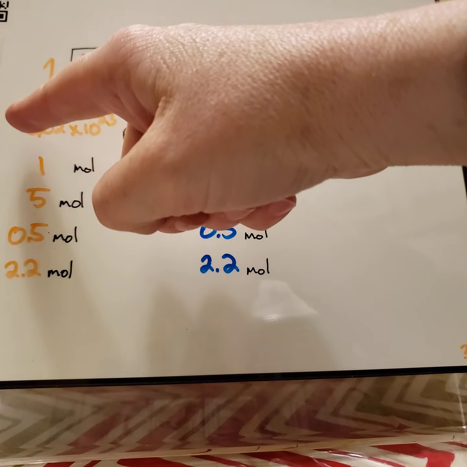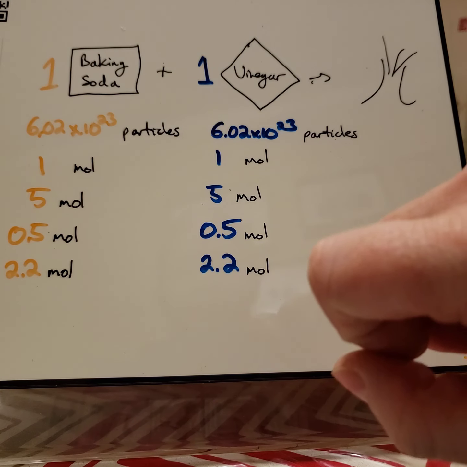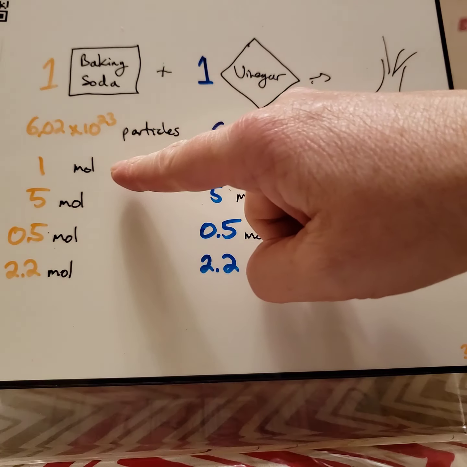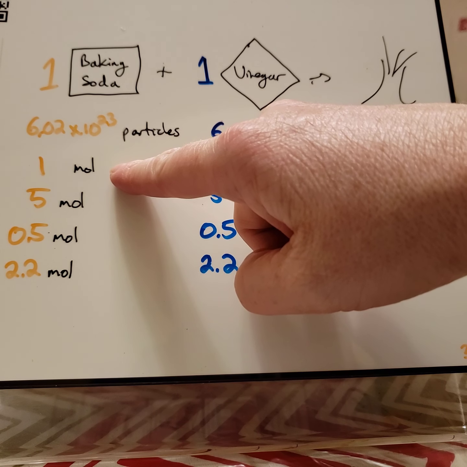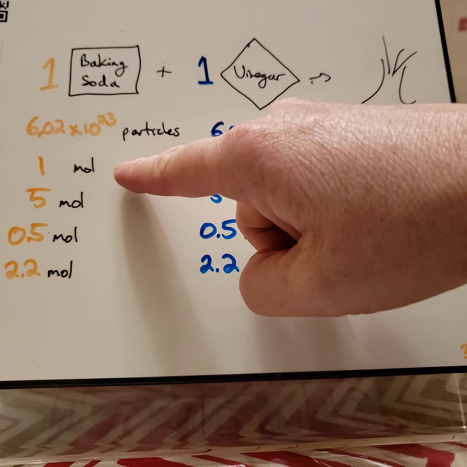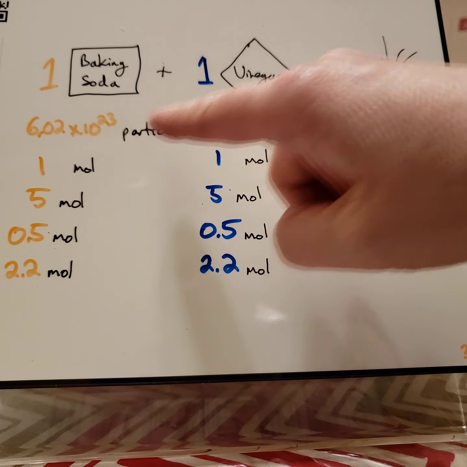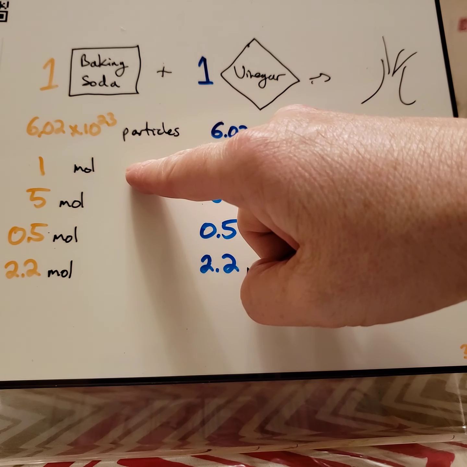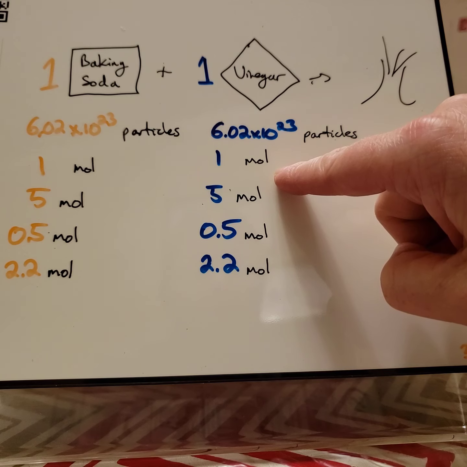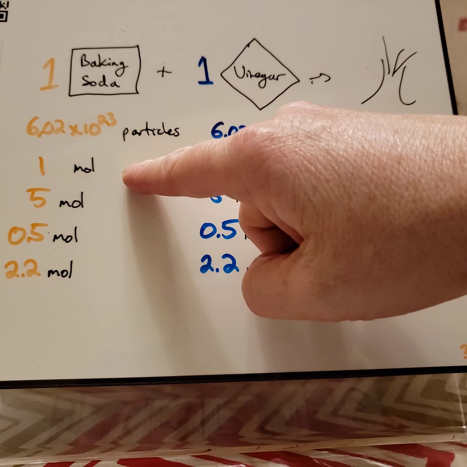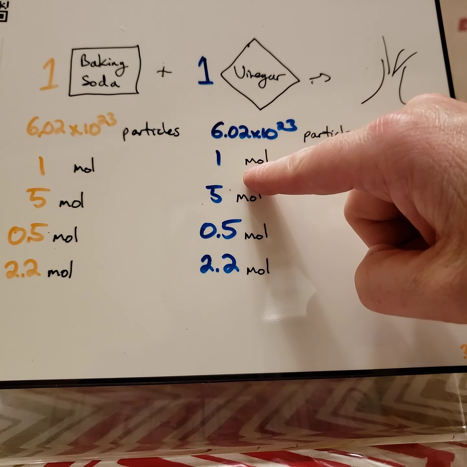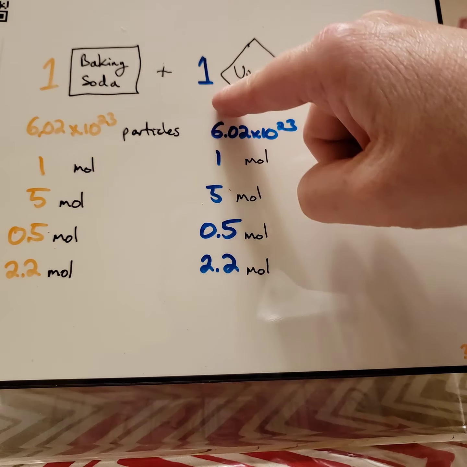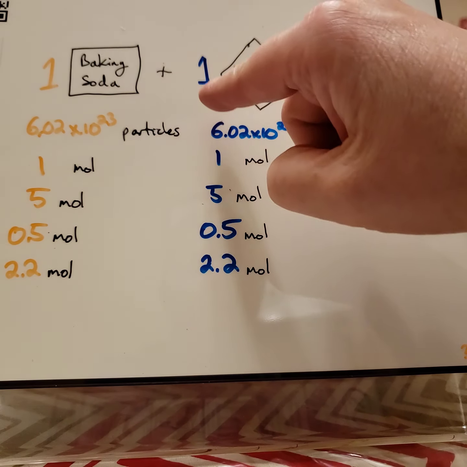So this is the same, right? So 6.02 times 10 to the 23 particles of baking soda is the same as 1 mole of baking soda. So if I have 1 mole of baking soda, I'll need exactly 1 mole of vinegar to react without any leftovers of either. If I had more moles of baking soda than vinegar, I'd have leftover baking soda that just didn't react with the vinegar, because it's a 1-to-1 reaction. So that's what those numbers mean.